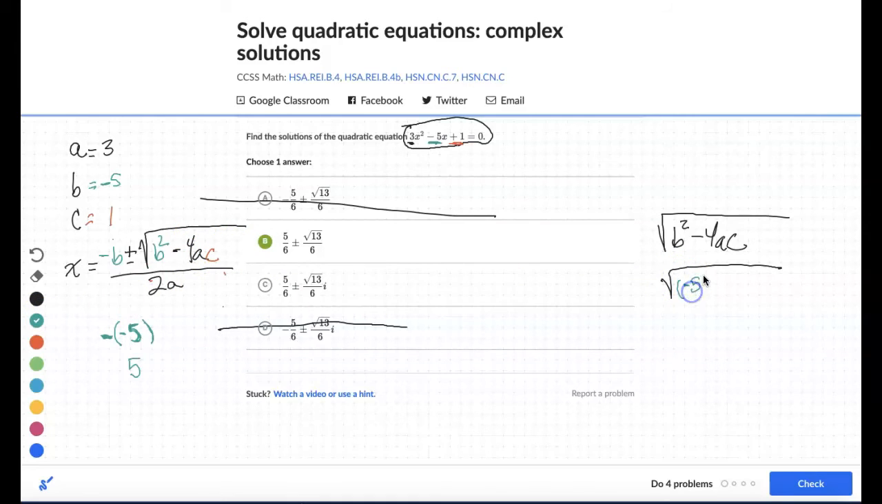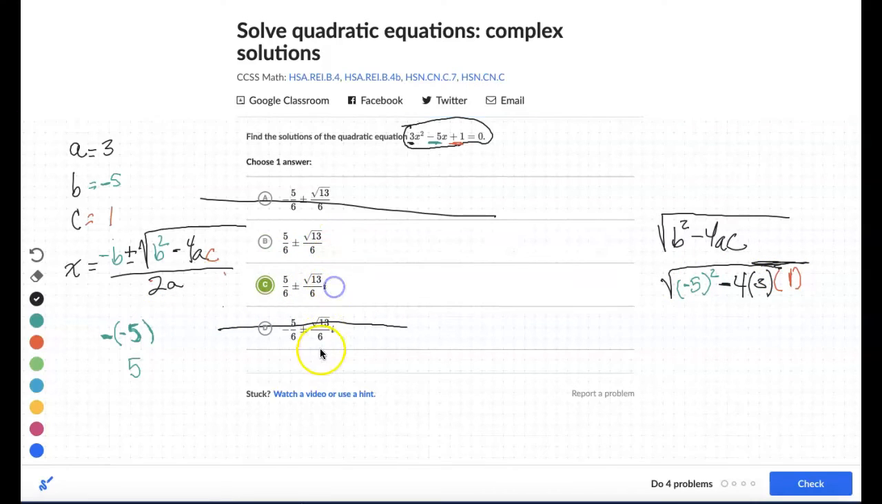So b squared is negative 5 squared, and then minus 4 times a, which is 3, times c, which is 1. Based on this, we will know whether our discriminant is positive or negative, meaning whether that square root of 13 is going to be a real number, as in option B, or an imaginary number, as in option C.